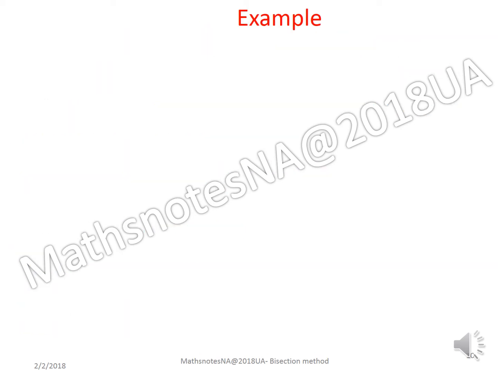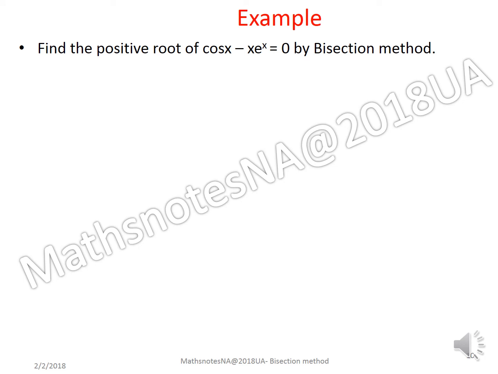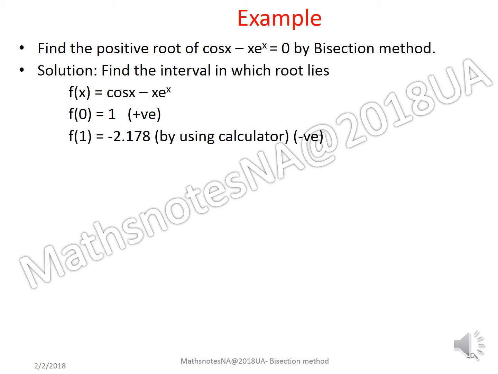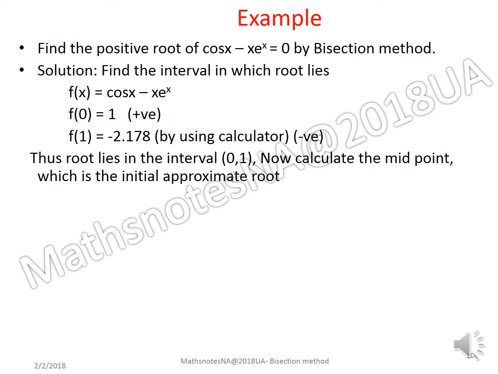Here I would like to discuss one example. Find the positive root of cos x minus x e to the power x is equal to 0 by bisection method. Solution. Let's find the interval in which the root lies. Function is given, cos x minus x e to the power x. We calculate function value at x is equal to 0, which is 1, positive. We calculate function value at x is equal to 1, which comes minus 2.178, a negative value. Thus the root lies in the interval (0, 1).